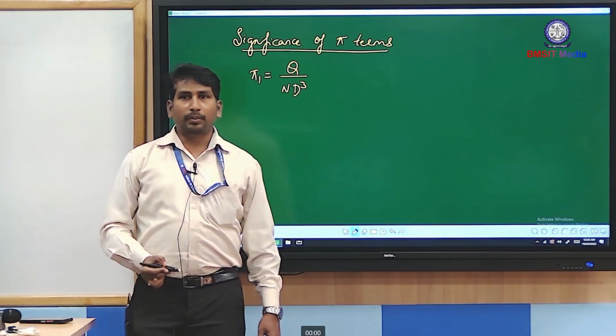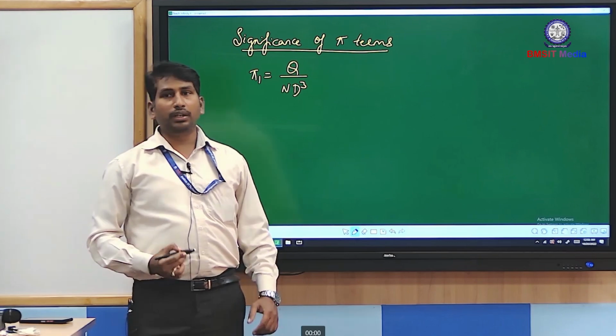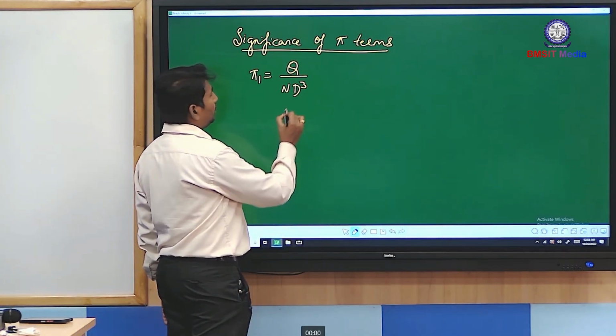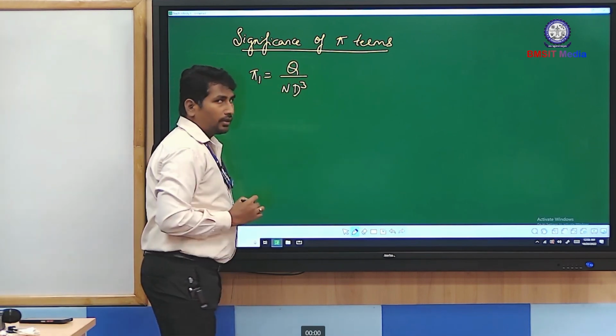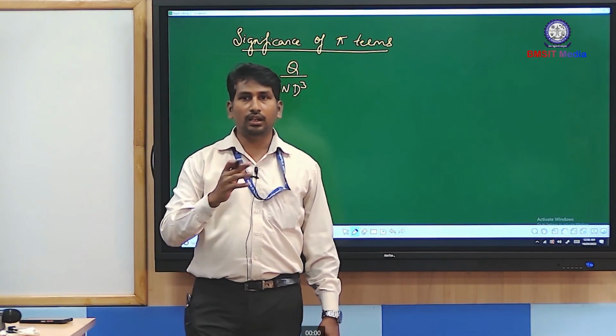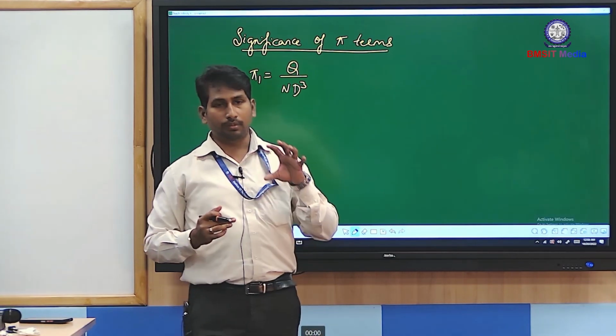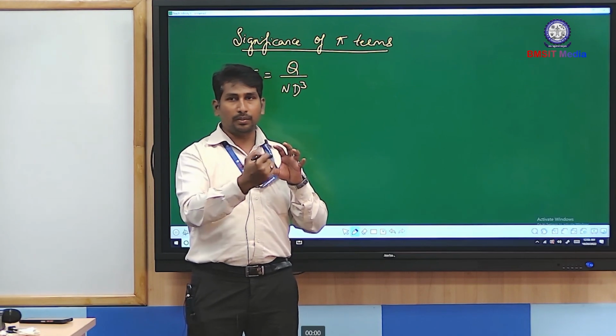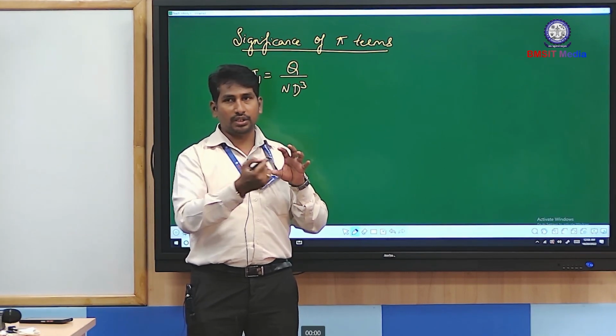What is the significance of the pi terms? The significance of the pi 1 term is, if you purchase a centrifugal pump, there is some constant out of these three. That is, if a centrifugal pump is there with you, I can vary the discharge by varying the power supply or by varying the rotational speed.